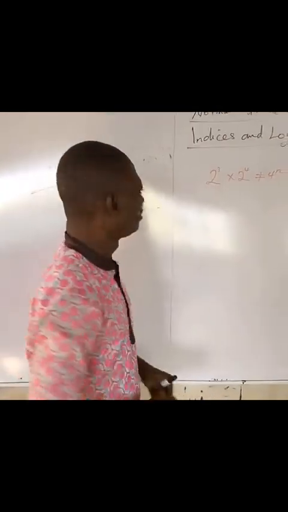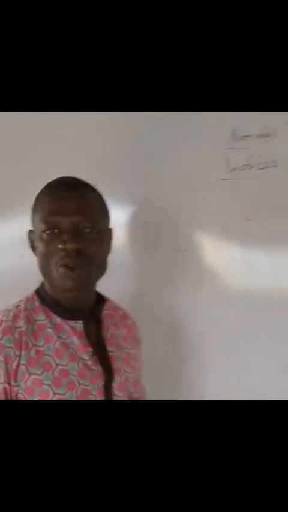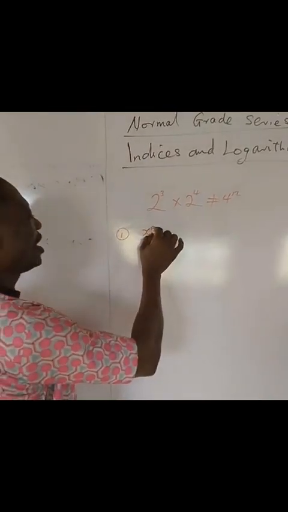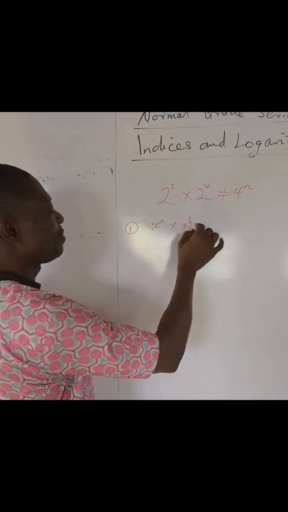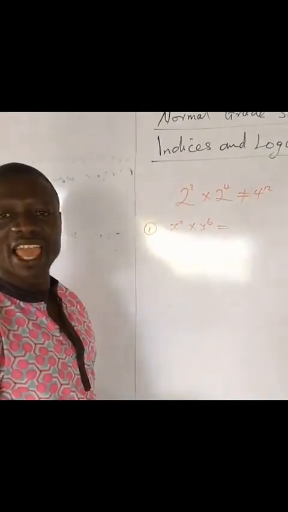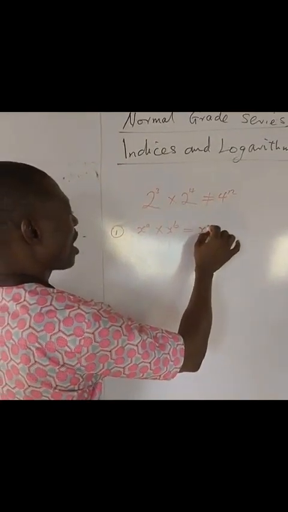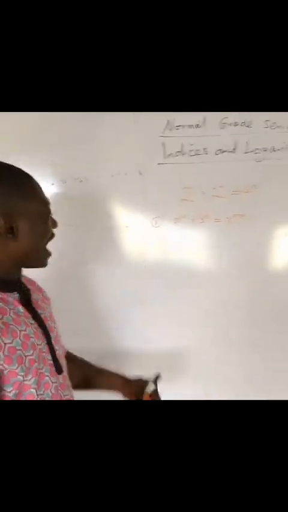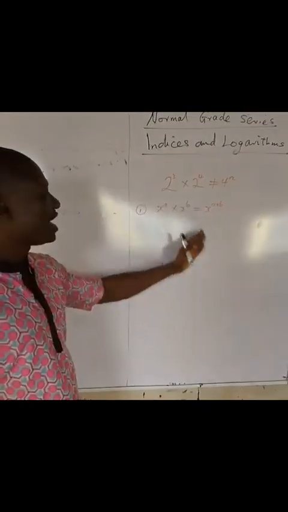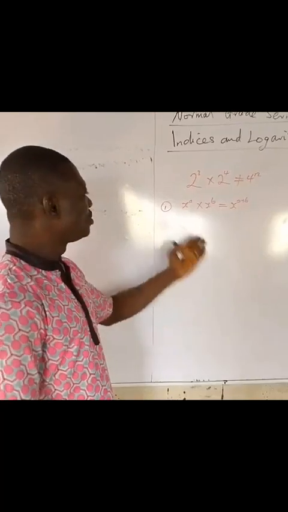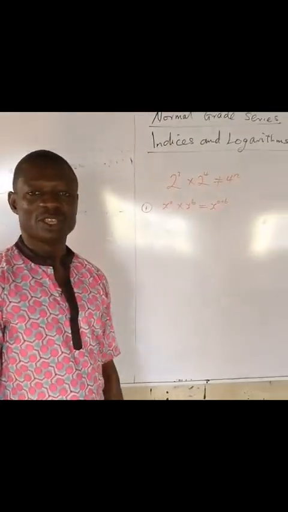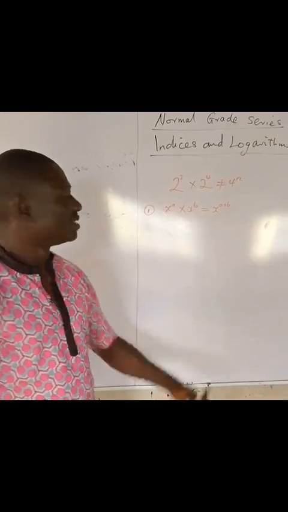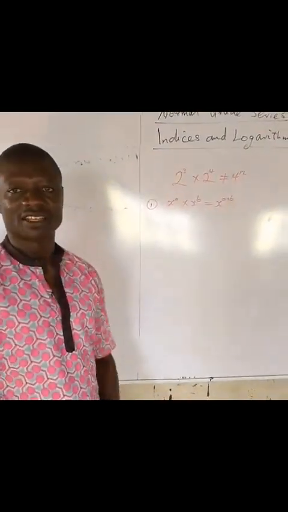Laws of indices number 1. Law number 1 says that when we have x raised to the power a times x raised to the power b, the answer is obtained as x raised to the power a plus b. Remember that x, a, and b here are numbers, but we use letters to generalize whatever number takes the position.